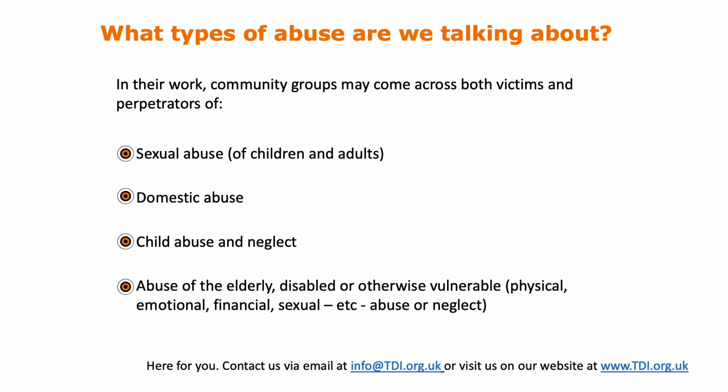In their work, community groups may come across both victims and perpetrators of the following: sexual abuse of children and adults, domestic abuse, child abuse and neglect, or abuse of the elderly, disabled, or otherwise vulnerable adults. This could include physical, emotional, financial, or sexual abuse or neglect.